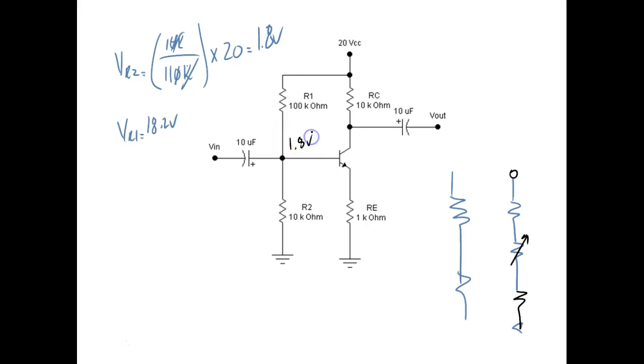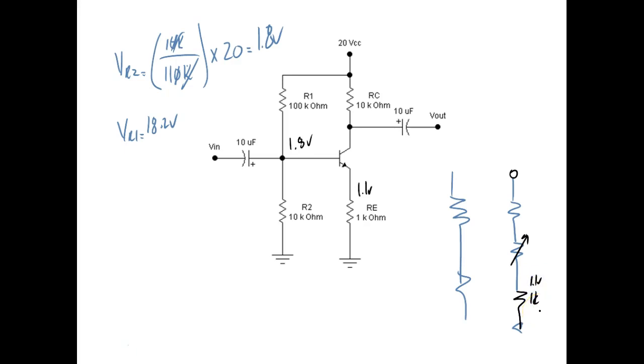Is the emitter pointing toward minus and the base toward positive? Yes, it is. So is the base emitter forward biased? Yes, it is. How much voltage does the base emitter junction drop if it's forward biased? If it's a silicon transistor, how much does it drop? 0.7. So I know this point right here is sitting at 1.1 volts. I know it's 1K. I know this is 1.1 volts.